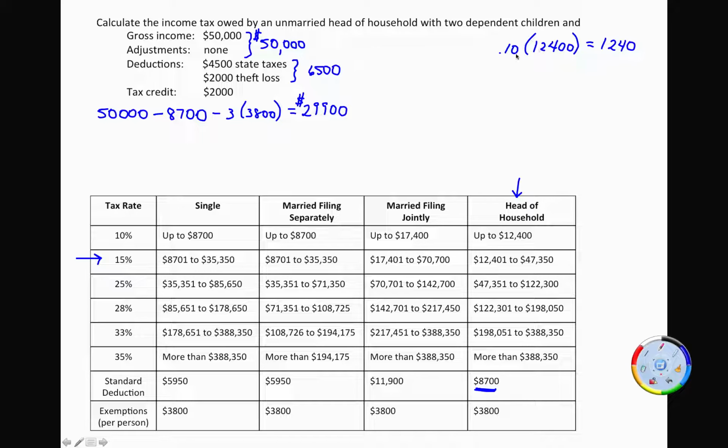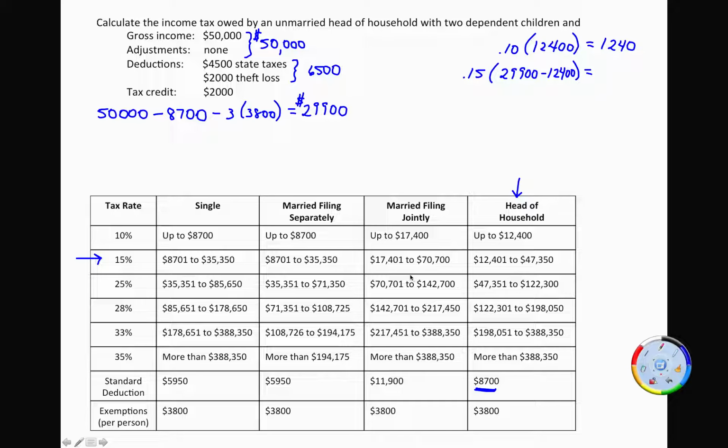Now, he made more than $12,400, so he's got to pay a little more taxes. He's going to pay 15% on the next chunk. But he didn't make $47,000, so I get to use the $29,900. But I want to subtract that $12,400. I've already paid taxes on that. I don't want to pay double taxes.